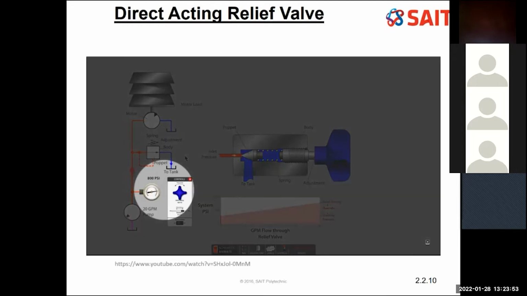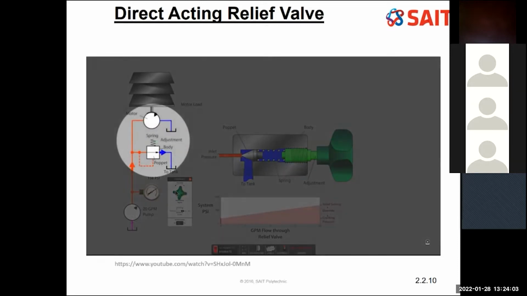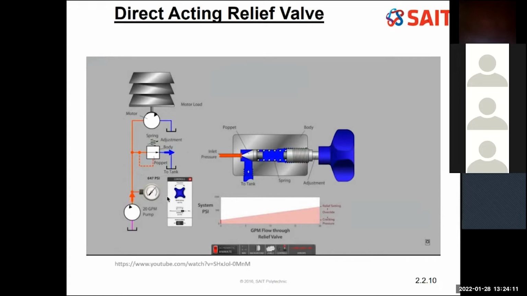Watch the system pressure on the gauge as the spring setting of the relief valve is reduced. The system pressure falls as the setting is reduced. As long as 100% of the pump's flow is passing only through the relief valve, then the reading on the gauge indicates the current relief valve adjustment. Let's increase the adjustment of the relief valve to 1000 psi.